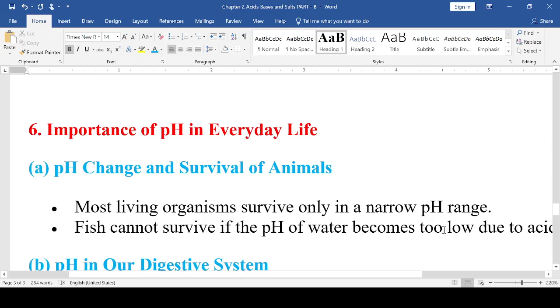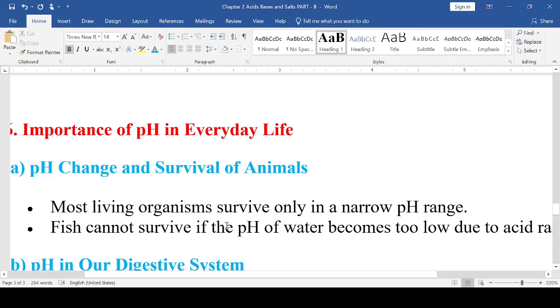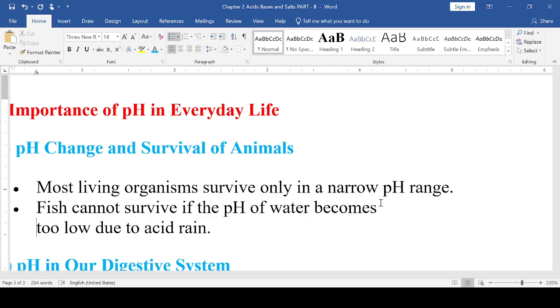So why study this pH? The importance of pH is in everyday life. pH affects the survival of animals. Most living organisms survive only in a narrow pH range. Fish cannot survive if the pH of the water becomes too low. Why does the pH of the water become too low? Due to acid rain.